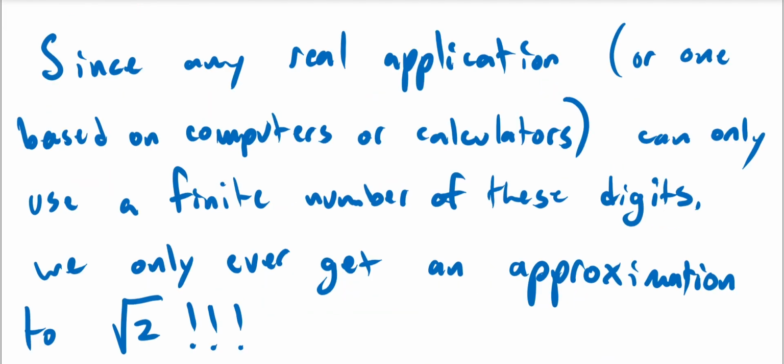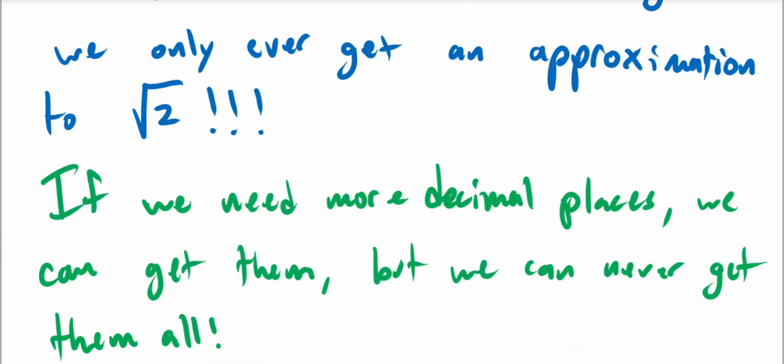Now, this is probably a little disconcerting because there are going to be some reasons for real applications why we might want the square root of 2. And here we're saying we're only ever going to get a finite approximation of the square root of 2. We'll never really understand it infinitely. Yes, that is the case. If we ever need more decimal places for the square root of 2, we can get them, but we'll never get them all. In some sense, any real knowledge of the square root of 2 will always be wanting and imperfect.